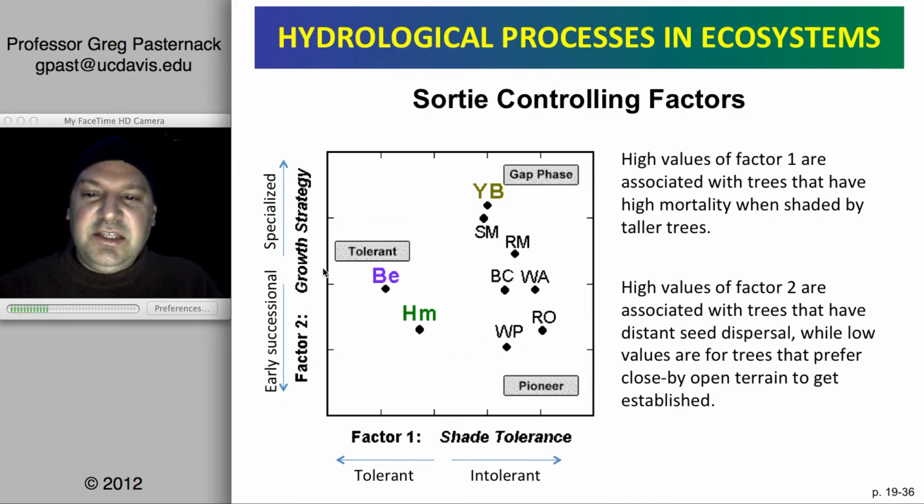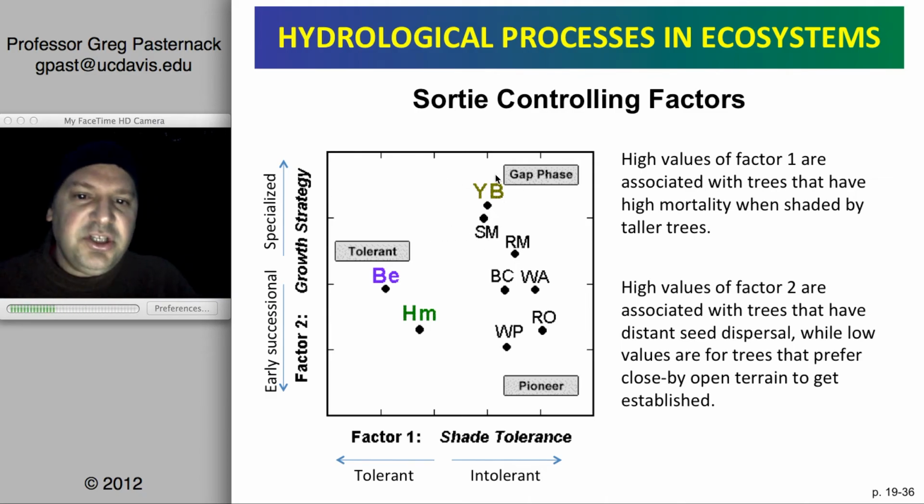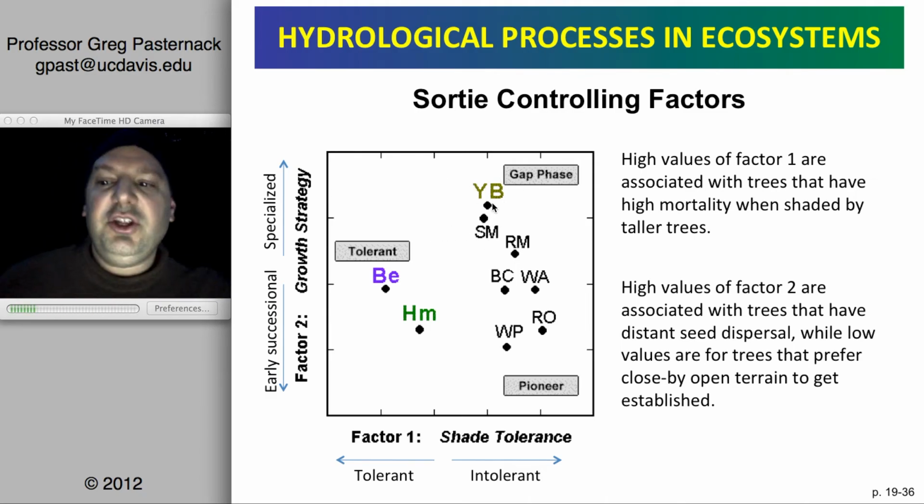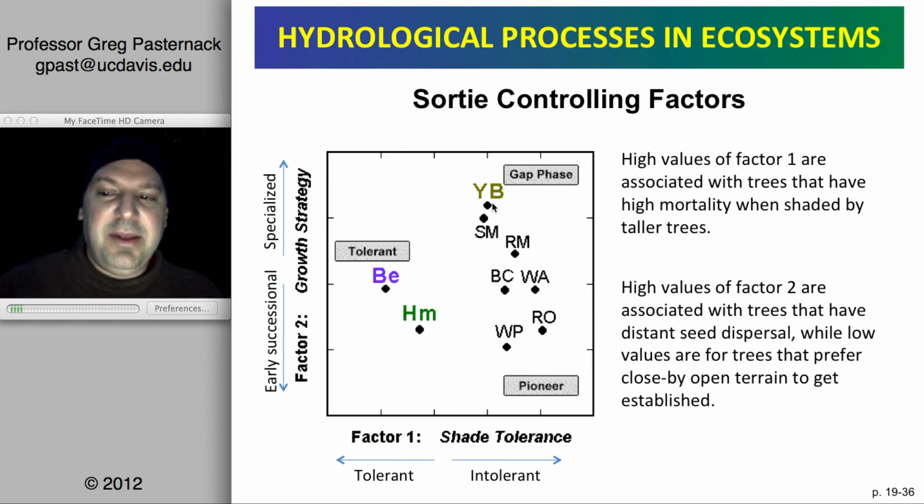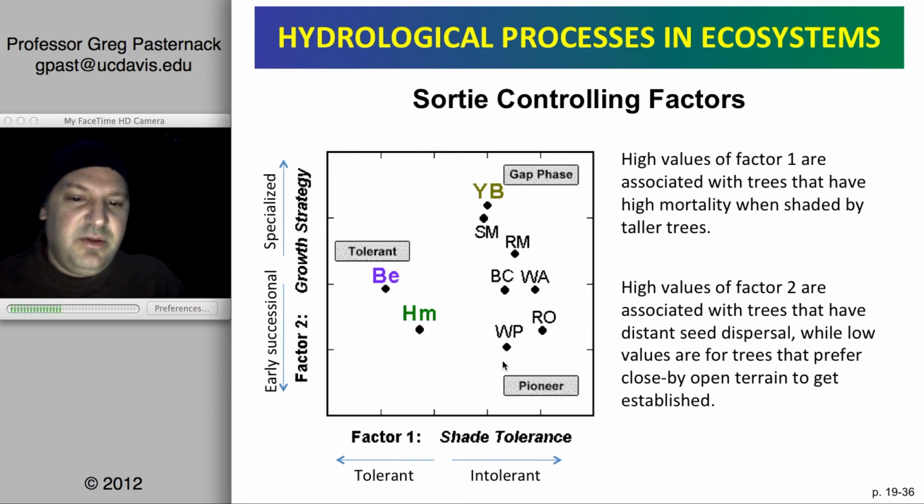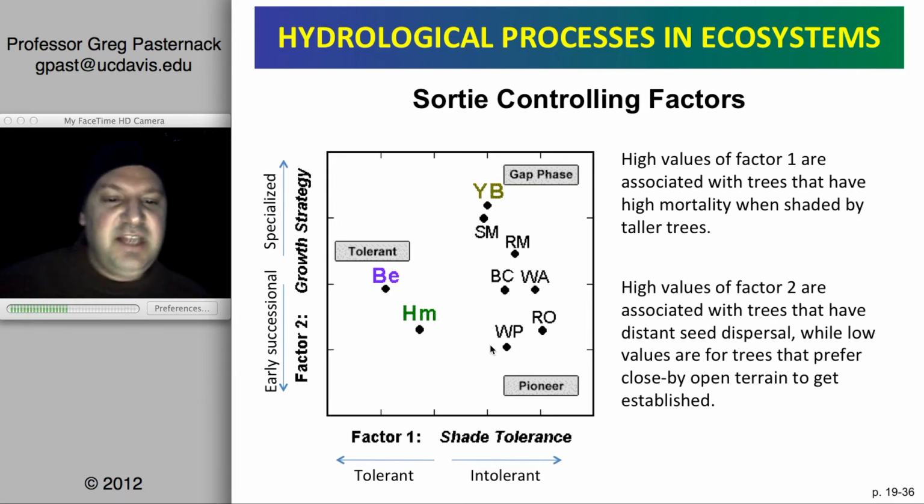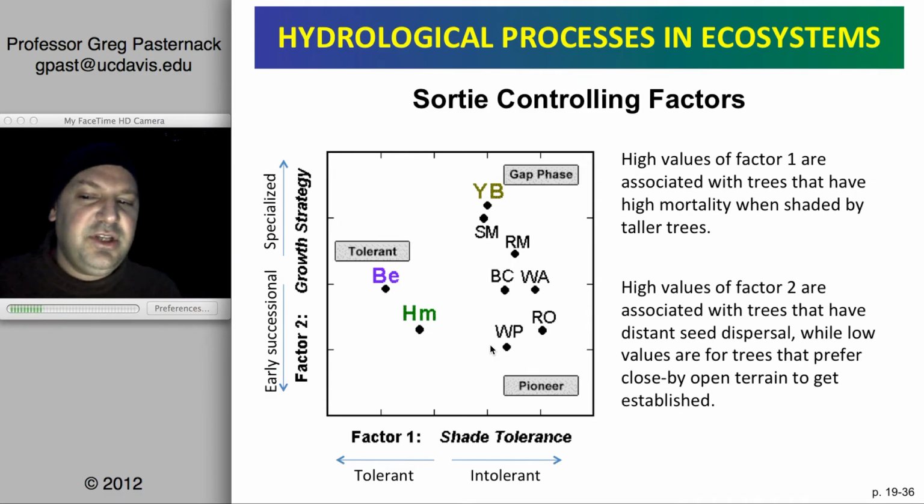The vertical axis here represents different growth strategies. Yellow birch is one that is really good at dispersing its seeds far away into a gap, and so it can colonize a gap and into the middle of a gap where other species can't. Whereas, WP is white pine, RO is red oak, hemlock. These are species that if you have an opening and they're adjacent to it, then they can disperse, and all of those can grow quickly.